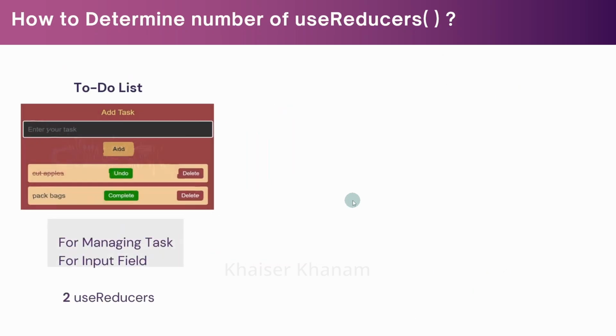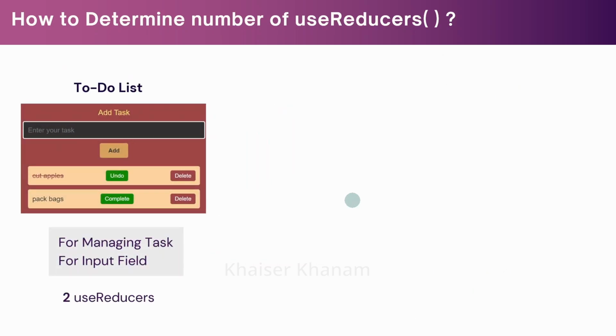But now let us come to this to-do list project. Here, for managing the task and for the input field, I have created two useReducers. So now, step by step, let us understand: is it necessary or is it not necessary?